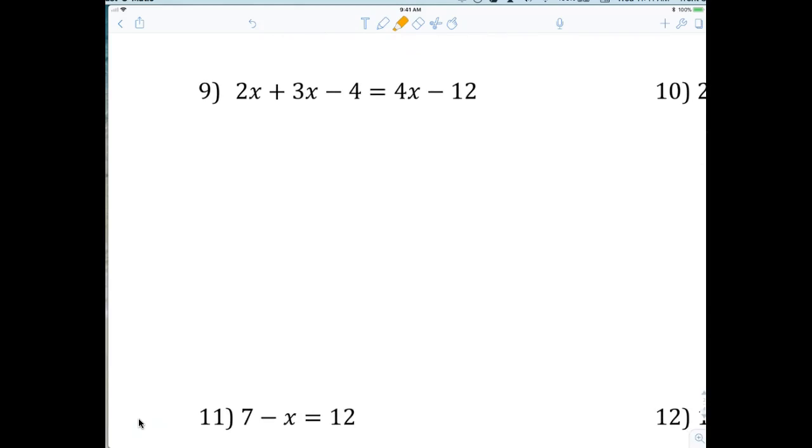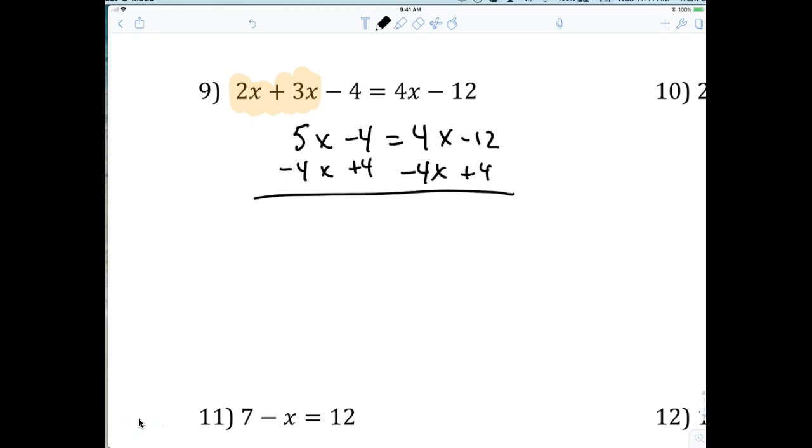All right, now number 9, we're combining terms, right? So you should read 2x plus 3x and see what? 5x. Yes, 5x minus 4 equals 4x minus 12 minus 4x plus 4. So x equals -8. Everybody okay with this?